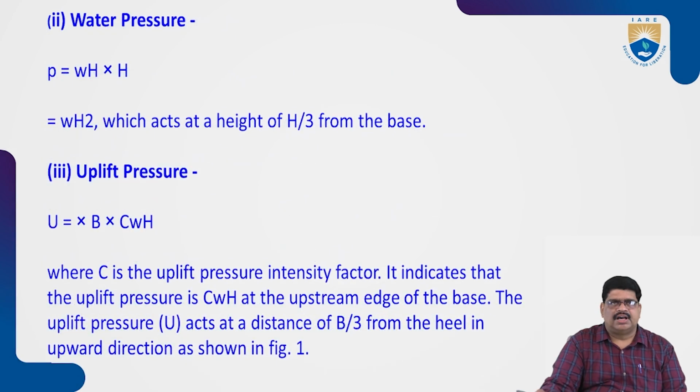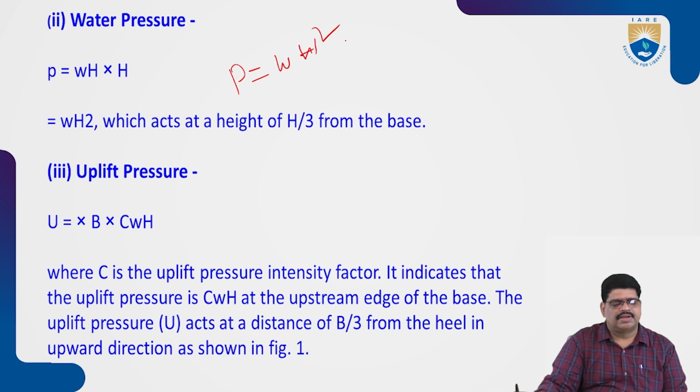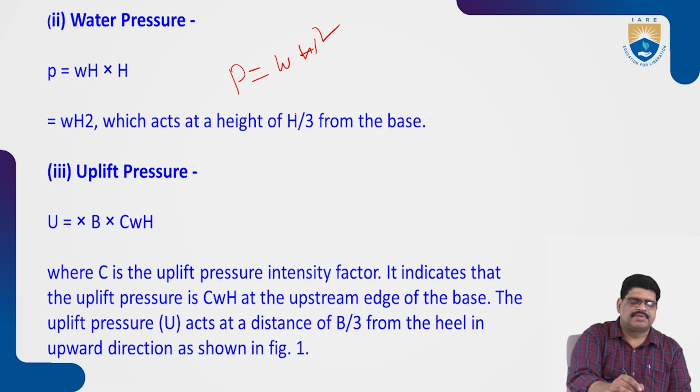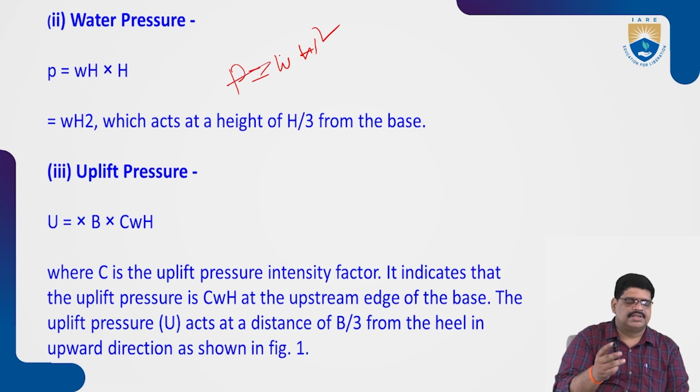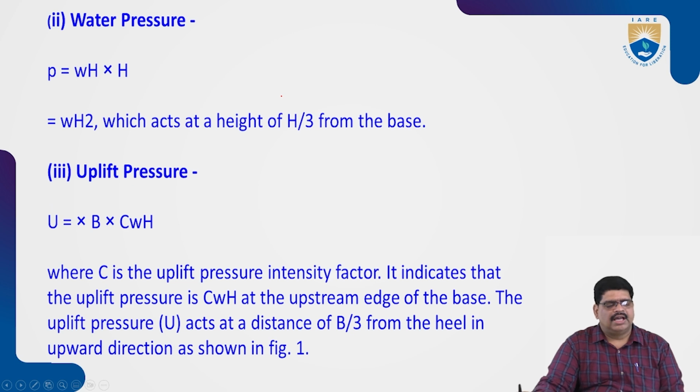Next, the water pressure. The water pressure P is equal to 1 by 2 into gamma W into H square. It acts at H by 3 from the base. By using this formula you can find the water pressure. The uplift pressure U is equal to 1 by 2 into B into C gamma W H. This is another formula used for calculating the uplift pressure.